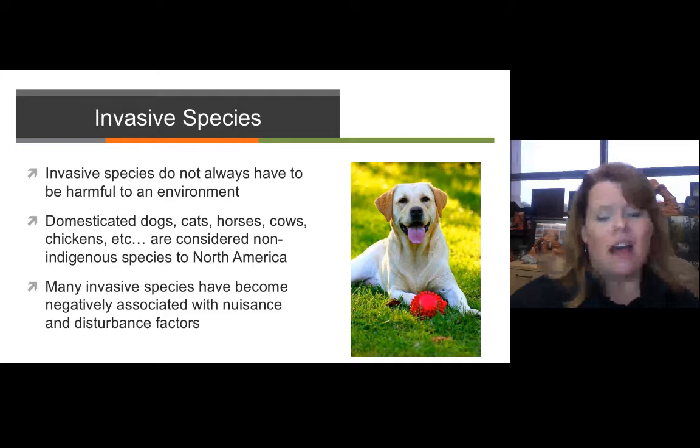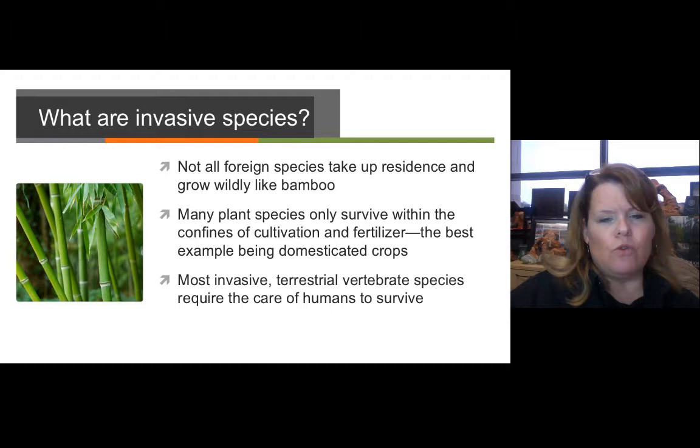Not all foreign species take up residence and grow wildly like bamboo. On McLennan Community College campus, on the campus from which I am currently working, we are overrun with bamboo. And bamboo, if you've ever had it in your yard, once you get it there, it's impossible to get out. We used to have some at my house in Houston, and it didn't matter what we did to try to remove it. It always came back.